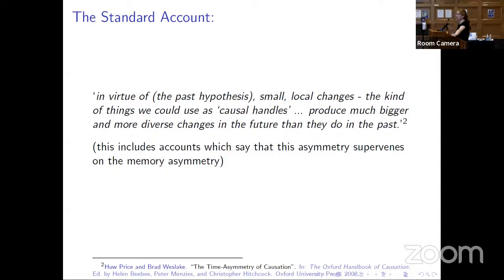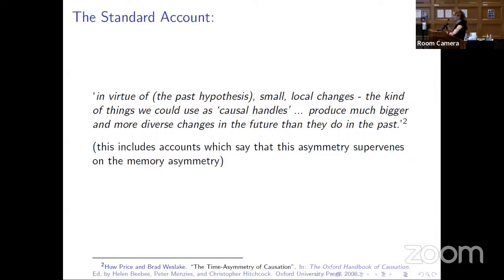So there's a standard account of this in philosophy, which says that the inaccessibility of the past is down to thermodynamics. Roughly speaking, the idea is that the kinds of small local changes that we can make in the present do in fact produce changes in both the future and the past, but because of the thermodynamic gradient, the changes are much bigger and more diverse in the future, so we just notice those ones more. This also covers accounts which say that the causal asymmetry supervenes in some way on the memory asymmetry, because most people think the memory asymmetry also comes from thermodynamics.